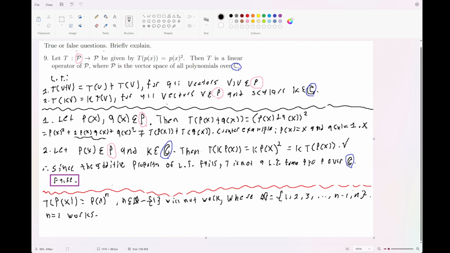So we can just find a counterexample to prove that this doesn't work for all vectors. One would be p(x) equals x and q(x) equals 1, right?